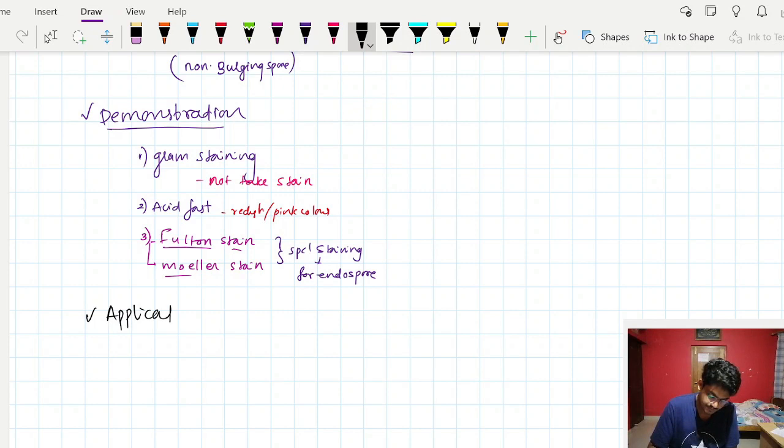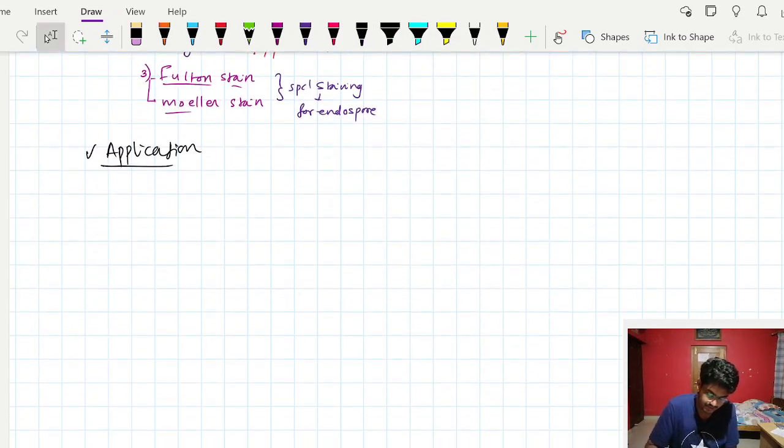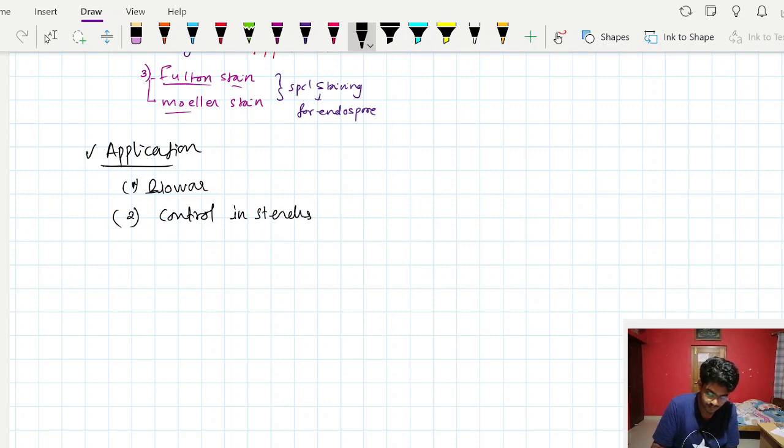So next, let's talk about the applications of spores. Spores are used as a bioweapon, so in biowar. Then they are used as a control in sterilization techniques.